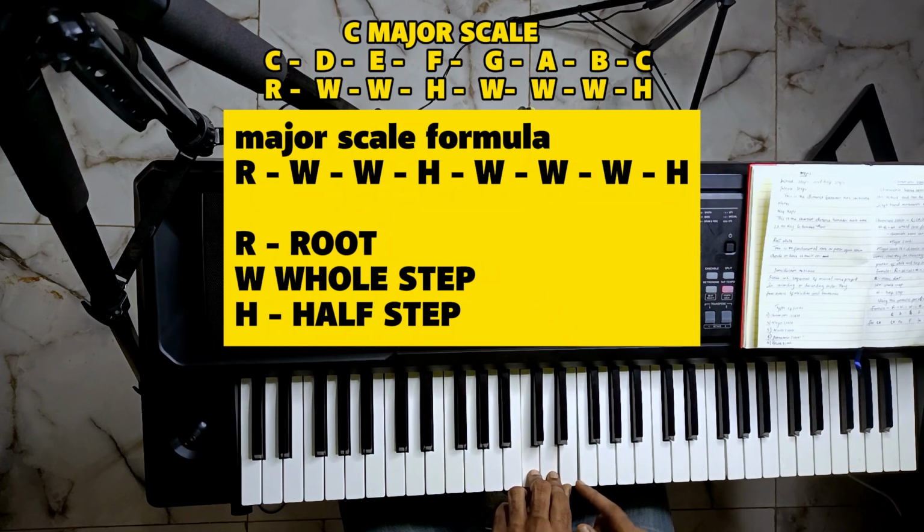The next one is half step. Half step means there's no note in between. So you move directly to this one. So we have 4 notes already now. So we have 1, 2, 3, 4. You remember the remaining 3 notes.